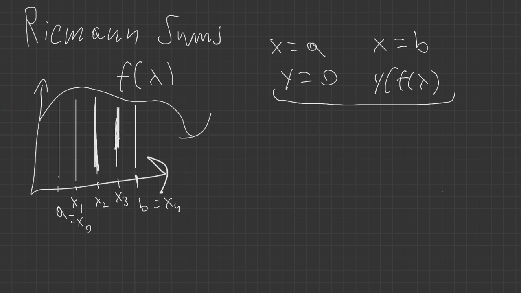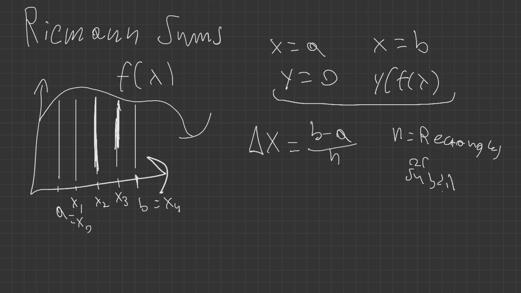So we can also say that between each of these intervals we have a delta x, which is going to be equal to b minus a, which are our bounds, divided by n, where n equals the number of rectangles made, or subdivisions. So I said here rectangles, you may be thinking, oh, well, what do you mean rectangles?